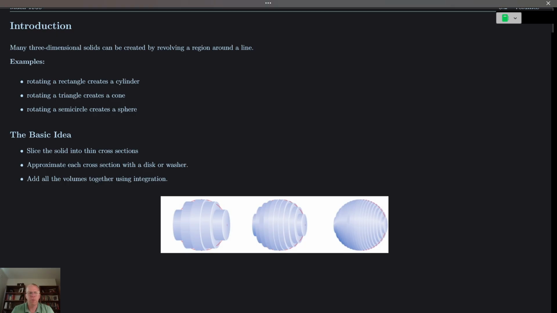It says many three-dimensional solids can be created by revolving a region around a line. What we mean by that is, if you have a rectangle and you rotate the rectangle, you create a cylinder. If you rotate a triangle, you create a cone. If you rotate a semicircle, you can create a sphere. And we're going to use this idea and the ideas that you learned in Calculus 1, when we started with antiderivatives and integration and finding area.